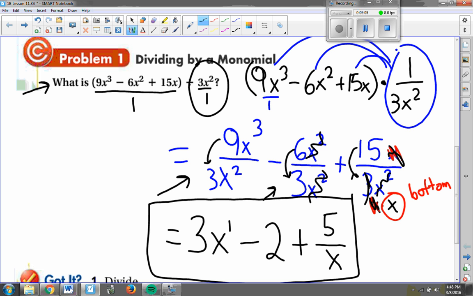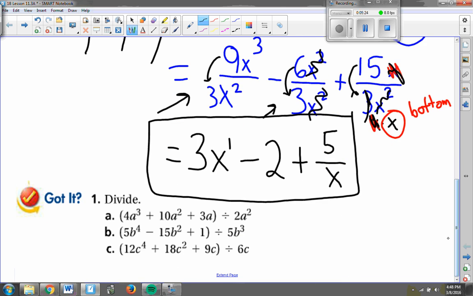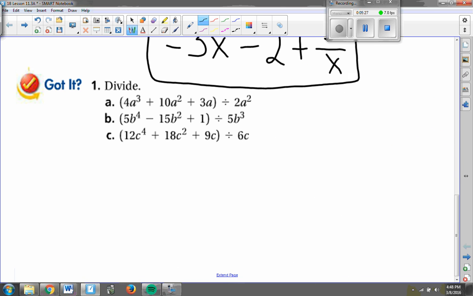Okay? So really this is just the distributive property, basically distributing that 3x squared underneath each of these three pieces, and then simplifying. Okay? I would like you to try letter B here. Don't worry about letter C, don't worry about letter A, but I would like you to try letter B. 5b to the fourth minus 15b squared plus 1. All of that divided by 5b to the third. Pause the video, take a look at letter B here, and then come on back, I'll show you what we should get.